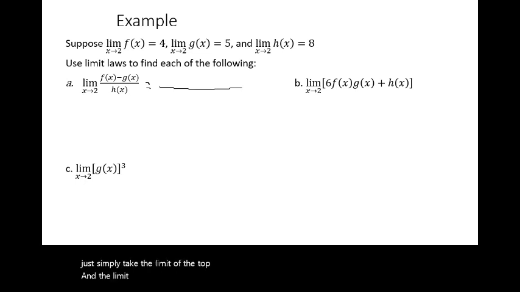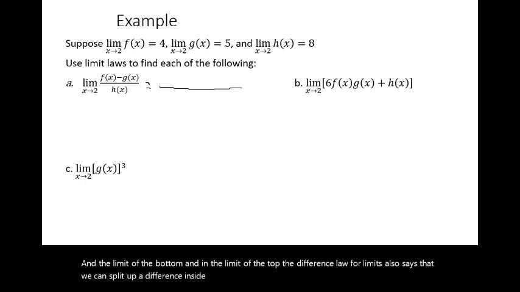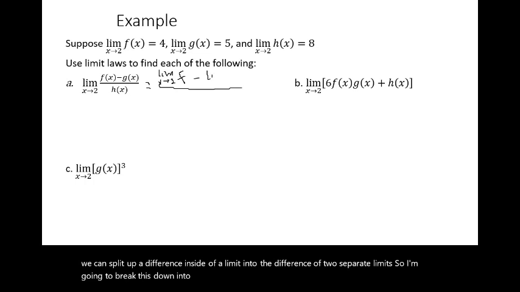And in the limit of the top, the difference law for limits also says that we can split up a difference inside of a limit into the difference of two separate limits. So I'm going to break this down into the limit as x approaches 2 of f of x minus the limit as x approaches 2 of g of x.